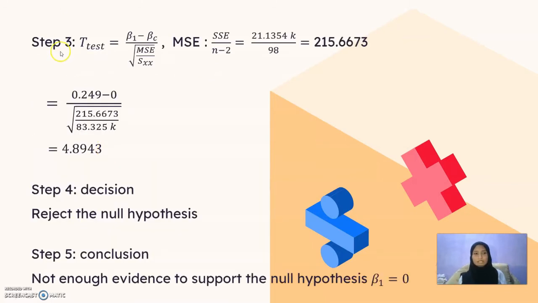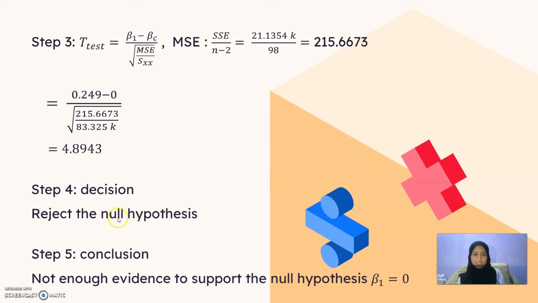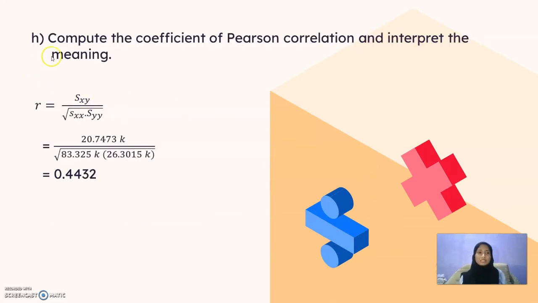Step 3, this is the formula for the t-test for beta 1, and then the answer is 4.8943. So as we know, 4.8943 is outside of the null region, so we reject the null hypothesis. Step 5, the conclusion is there is not enough evidence to support the null hypothesis, which is beta 1 is equal to 0.